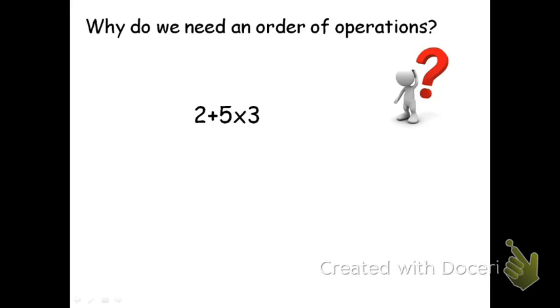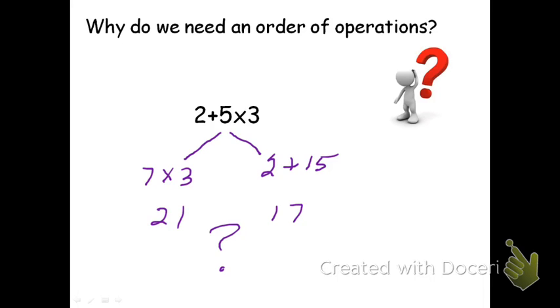There's actually two ways I could do it. Number one, I could add the 2 plus 5 together first, and write that as 7, and take 7 times 3 and get the answer of 21. The second way is I could multiply 5 times 3 together first, and 5 times 3 is 15, and then add the 2, and I get the answer of 17. So which one is correct?